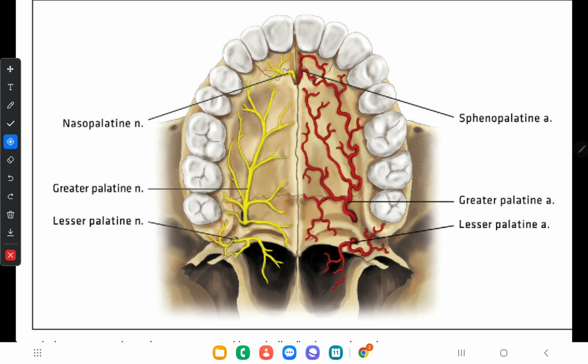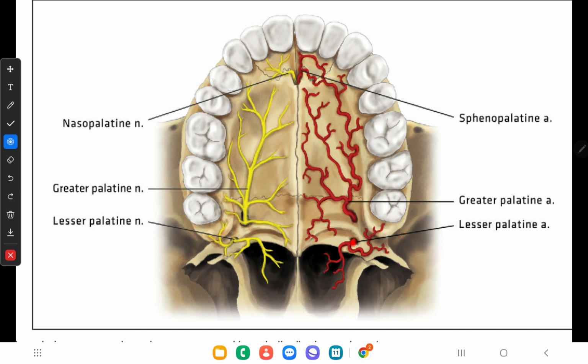Here is a picture of a hard palate. You can see this is the greater palatine foramen here. These are the greater palatine foramen in the hard palate. These are the lesser palatine foramen, this one and this one. They are lesser palatine foramen.